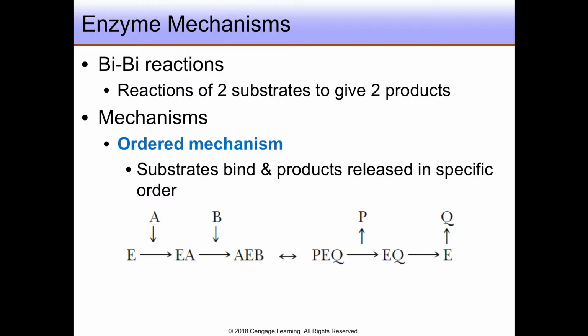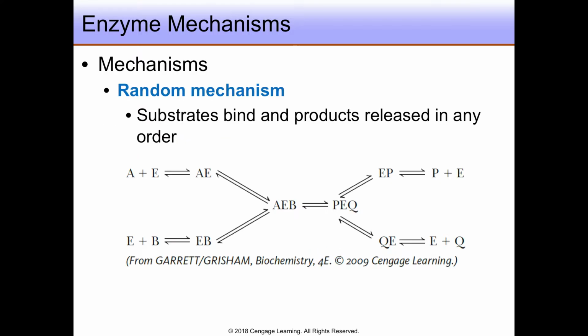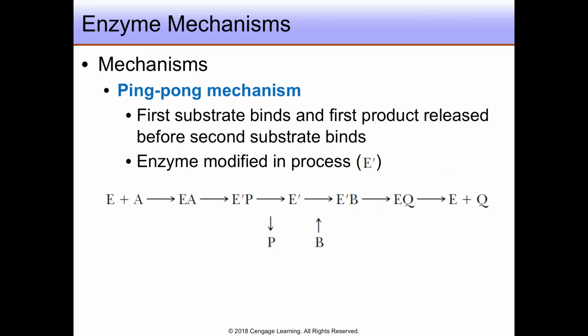An ordered mechanism involves binding substrates and releasing products in a specific order, as illustrated here. In a random mechanism, substrates bind and products release in no particular order. A special type of bi-bi reaction uses the ping-pong mechanism. There is an order of substrate binding and product release, but the enzyme becomes covalently modified in the process.